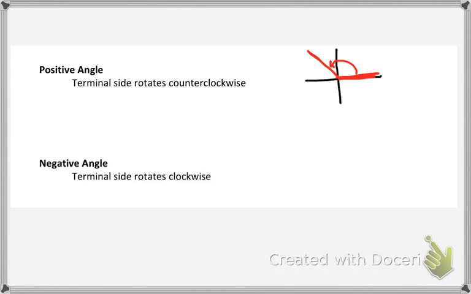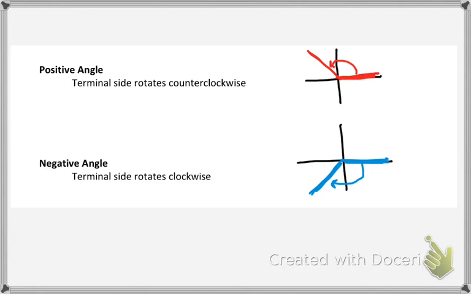Whereas a negative angle is a little different because it's going to still start on that positive part of the x-axis because it is still in standard position, but this time it's going to maybe come to here, but then it's coming down below it. So that is a negative angle. So the red one represents a positive angle because the terminal side is rotating counterclockwise. The blue is an example of a negative angle because it is rotating clockwise.